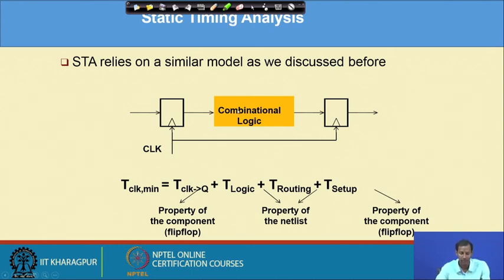Then whatever the logic delay or the corresponding gate delay for this combinational circuit is, that will again be considered. Then this routing is nothing but the net delay, as the gates are connected from gate 1 to gate 2 or gate 2 to gate 3 by wire. Because of the wire there is an RC component, so it takes some time for the signal to traverse from one node to another through that wire. Those delays will also be considered. So that is this T routing.